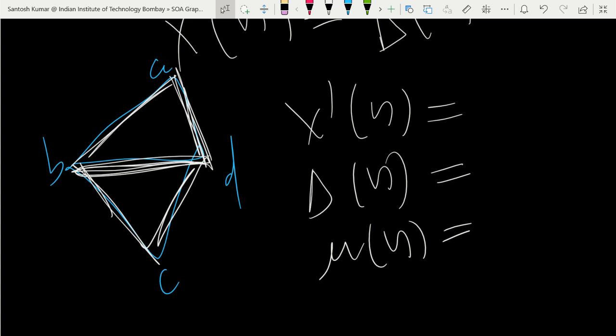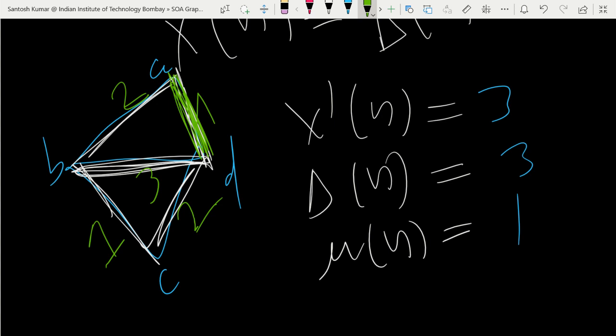So 3, 3, 1. Okay, so color 1 you can give here, suppose 2 you give there, 3 you have to give there, you can give 2 here, you can give 1 here. And delta G is the maximum degree, which is 3, and mu G is the multiplicity, which is everywhere 1.